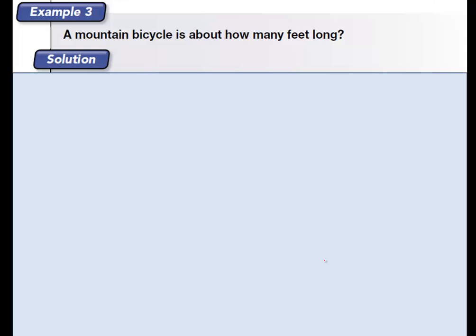A mountain bike is about how many feet long? Think about a mountain bike, or any bike for that matter that you've ridden on, and estimate how long you think it might be. Think about how tall you are, and if you were to lay down, would the bike be longer than you or shorter than you? Would it be about the same? This is a question that has to do with estimating. See if you can estimate how many feet long a mountain bike is.